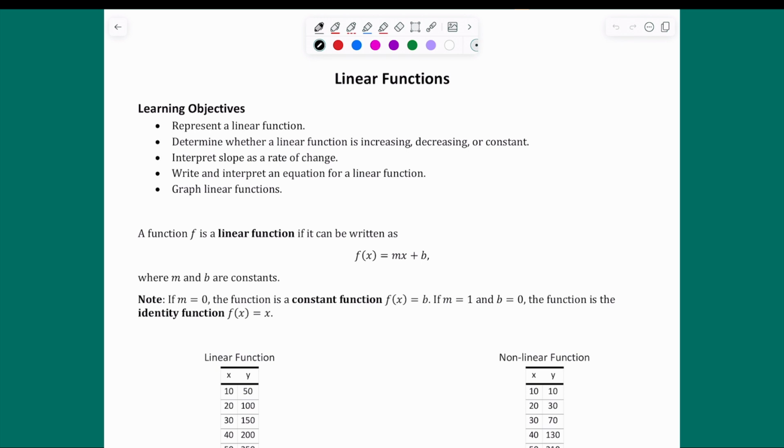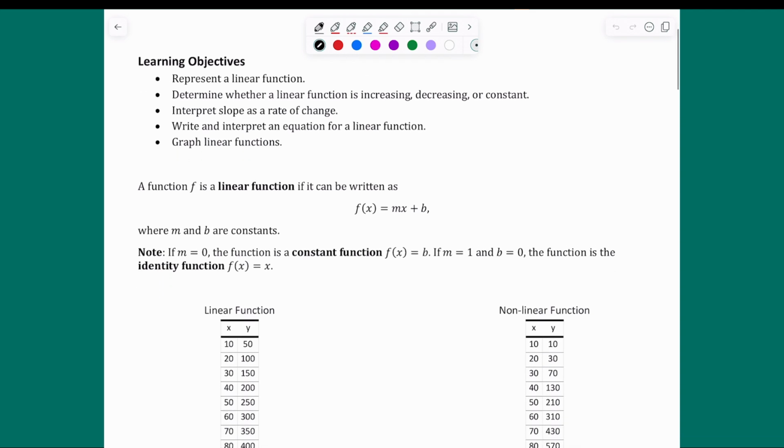All right, so what's a linear function? Well, a function f is a linear function if it can be written as f of x equal to mx plus b, where m and b are constants. Note some special cases: when m is 0, the function is constant. We call it a constant function, and it simplifies just to f of x equal to b. If m is equal to 1 and b is equal to 0, the function is the identity function, f of x equal to x.